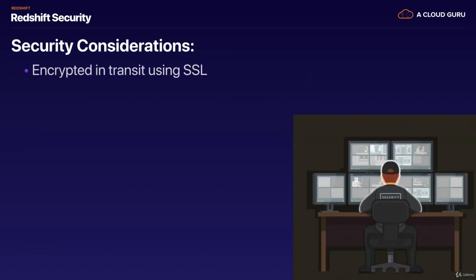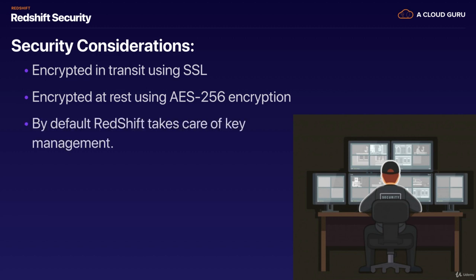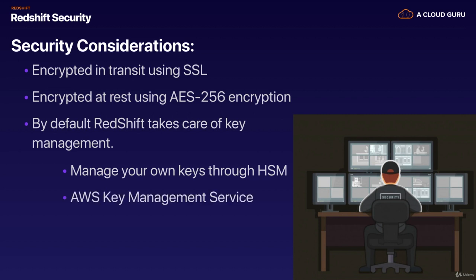In terms of security considerations, when you're communicating with Redshift, it's always encrypted in transit using SSL. It's also encrypted at rest using AES-256 encryption. By default, Redshift takes care of the key management, so you don't have to worry about managing keys, but you can manage your own keys through a hardware security module, or using the AWS Key Management Service. We cover off CloudHSM as well as AWS KMS in an awful lot of detail in the Certified Security Specialty course.